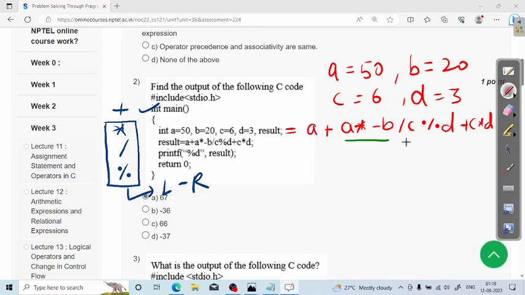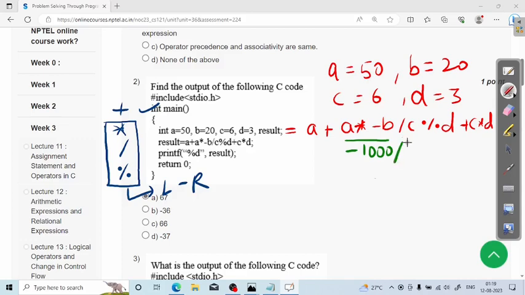Whatever result we get, based on that we will perform the next operator. So A into minus B, the value of A is 50 into minus B means minus 20. So the result of this is going to be what? It's going to be 1000. Okay, I hope it's clear. But not 1000, it is minus 1000. Now A into minus B is solved, we have got the answer.